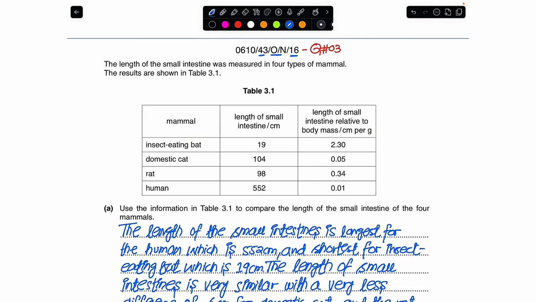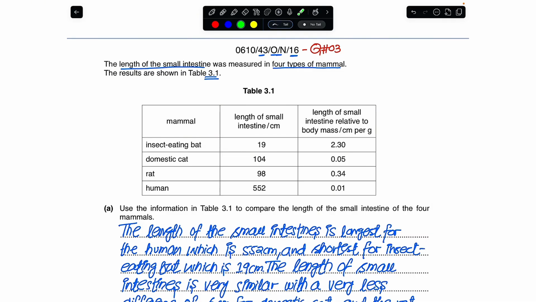What the examiner is telling you is that we have four types of mammals, and in those four types of mammals, we have measured the length of their small intestines. And their results are shown in figure 3.1. The four mammals given are the insect-eating bat, the domestic cat, the rat, and then we have the human.